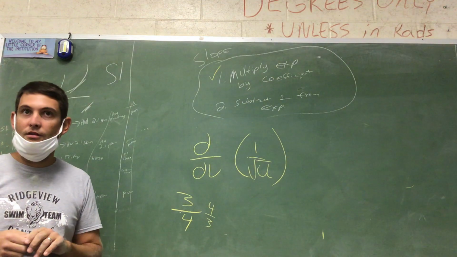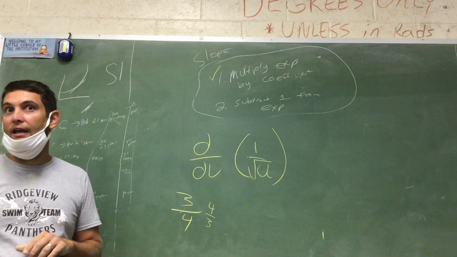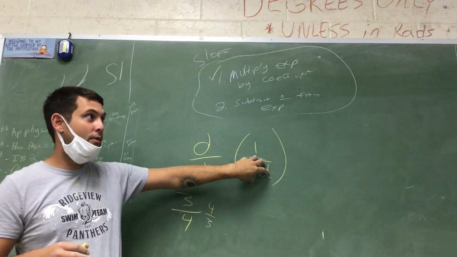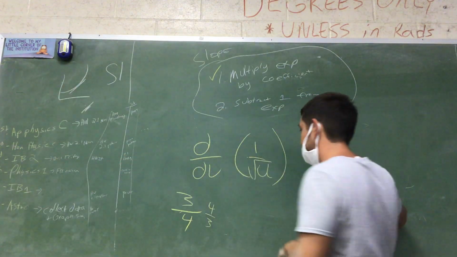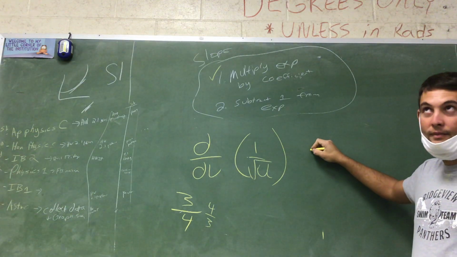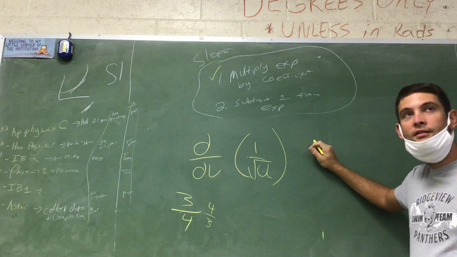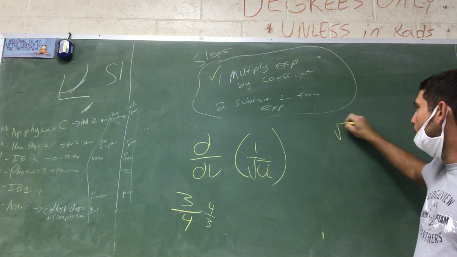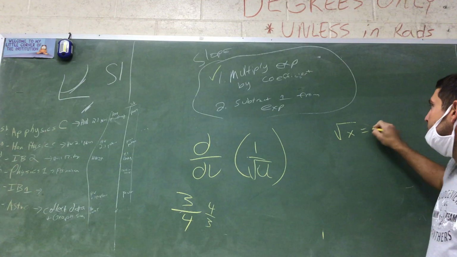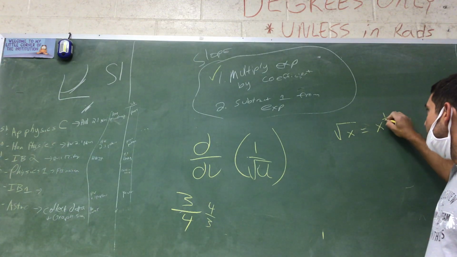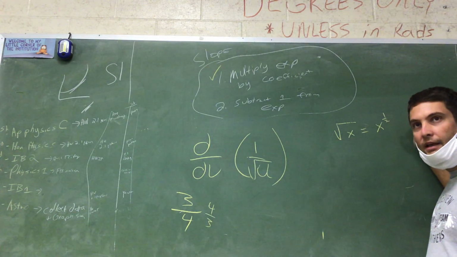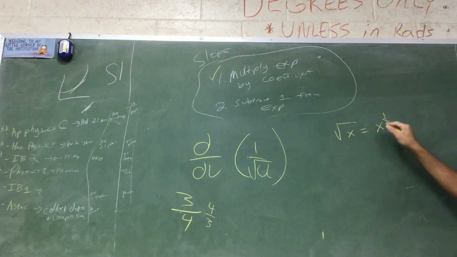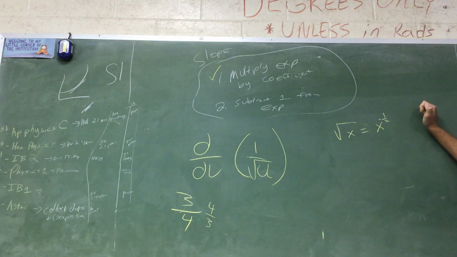In this case, what we'll do with this is we're going to rewrite it. An often forgotten equation is that a square root is equal to x to the 1/2, right? And if we were to inverse this, it would be x to the negative 1/2.